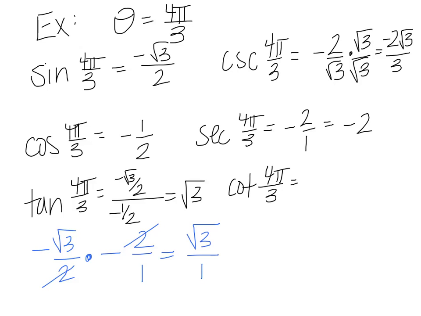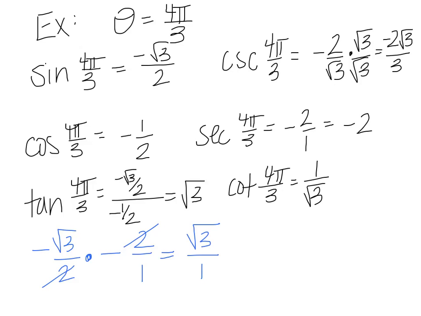Now, our final answer for the tangent of 4 pi over 3 was what? Square root of 3. So my cotangent would be 1 over the square root of 3, the reciprocal. If my tangent was the square root of 3, that's like the square root of 3 over 1. And I flip that fraction, I've got 1 over the square root of 3.